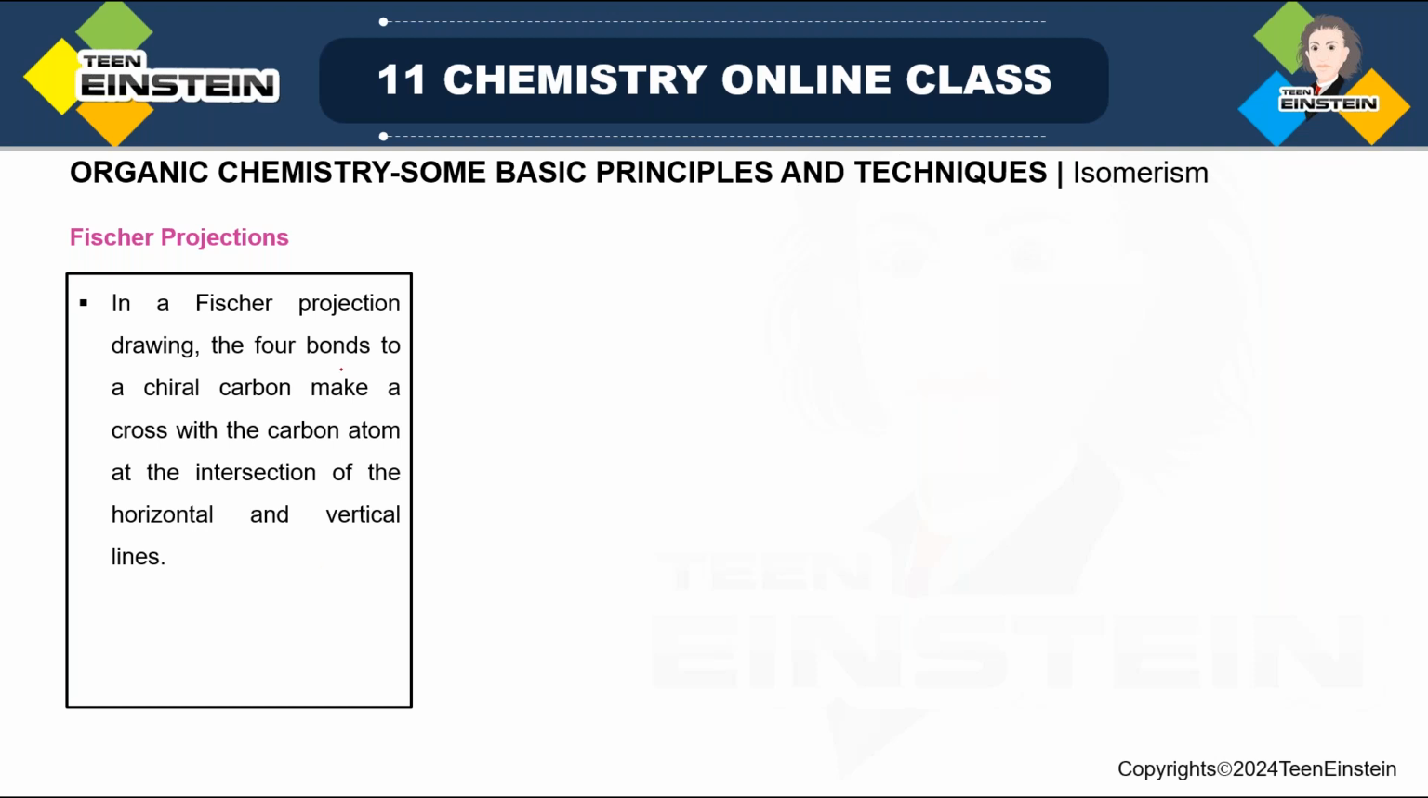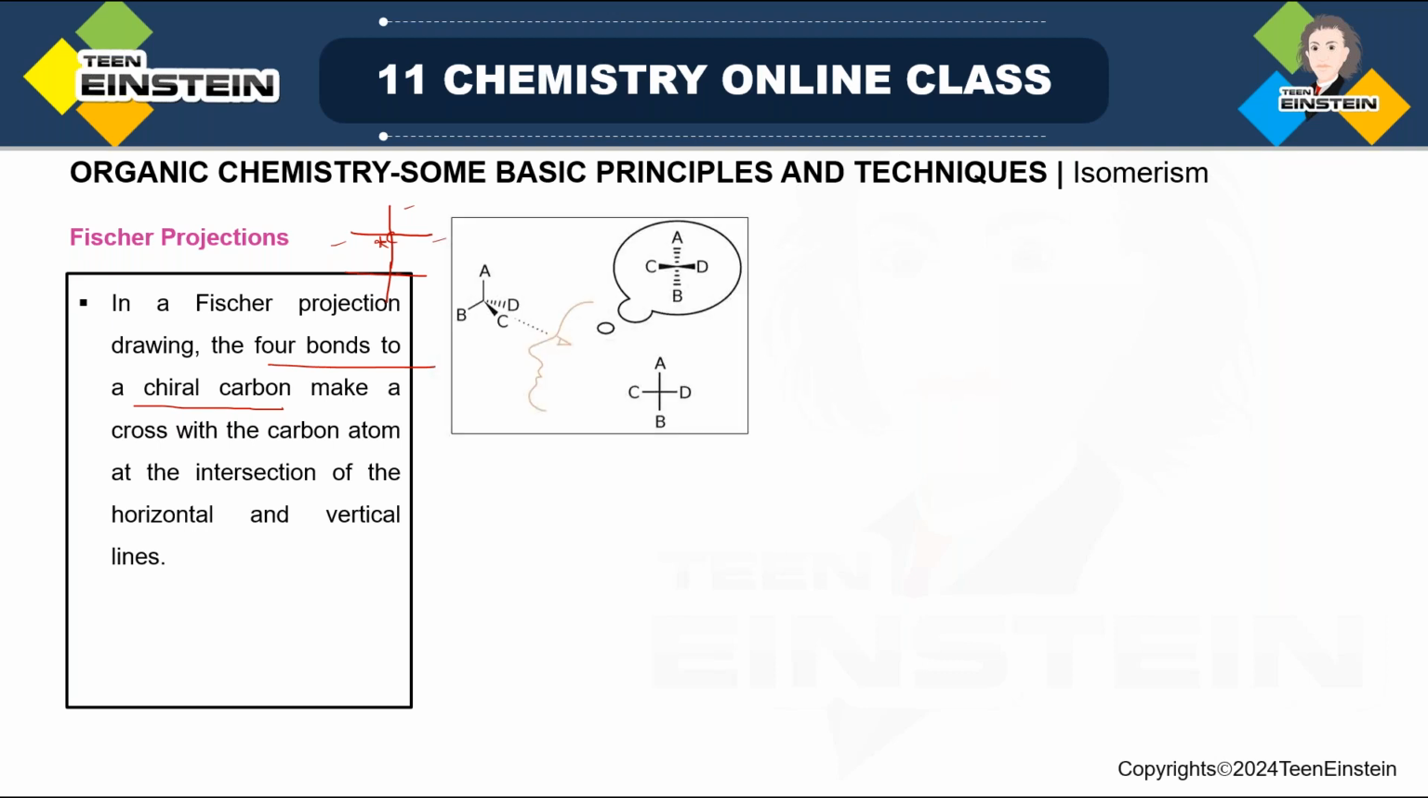In Fischer projection, the 4 bonds that are attached to the chiral carbon will look like a cross, with the carbon atom at the intersection of the horizontal and vertical lines. So cross means something like this. As if this is the carbon which is chiral and it has 4 different groups. So we will represent the molecule just like a plus sign. And if there is more than one chiral center, we will just extend it like this. Okay, so this is the basis of Fischer projection.